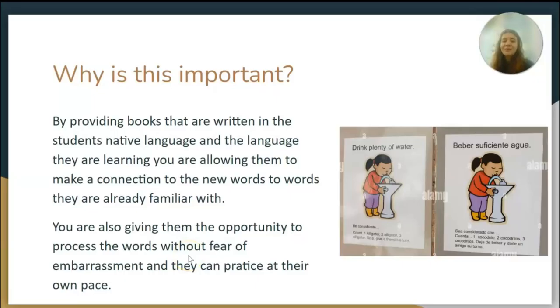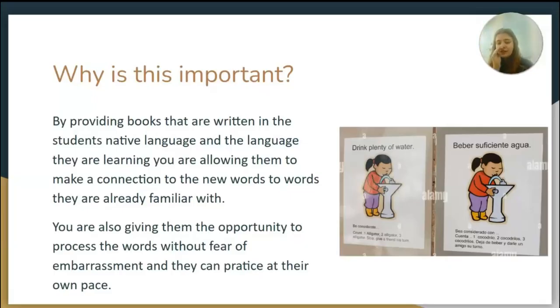Why is it important? By providing books written in the student's native language and the language they are learning, you are allowing them to make connections to the new words and words they are already familiar with. This allows them to make connections in their head and better understand the words and how to pronounce them. You're also giving them an opportunity to process the words without fear of embarrassment, and they can practice at their own pace. They're able to digest the information in their own time. They aren't feeling pressured or rushed to come up with an answer right away.